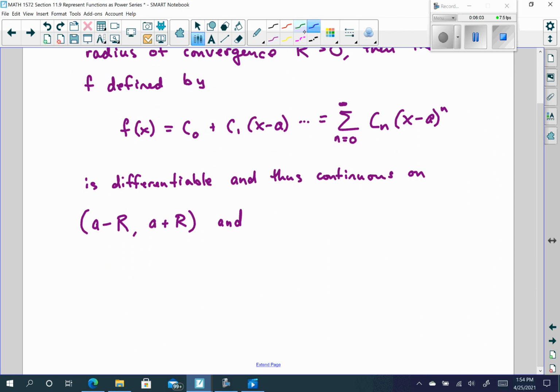And two facts come from this. The first is we could take the derivative. Since it is differentiable, we would say f prime of x is going to equal the sum as n goes from 1 to infinity. And then we're going to use the chain rule here, because remember, c sub n is a constant. So we drop the first term since it's a constant, which is why I have to say n equals 1. So then this power will come down. So I'll have n times c sub n times the quantity x minus a to the n minus 1.